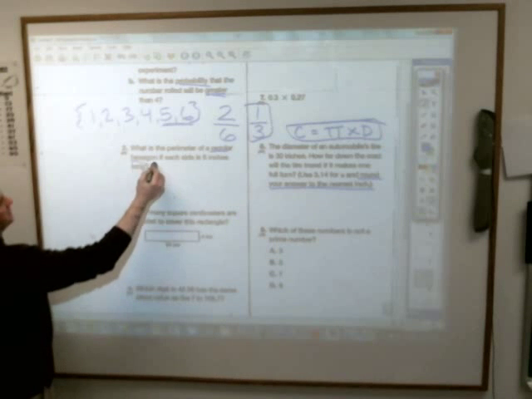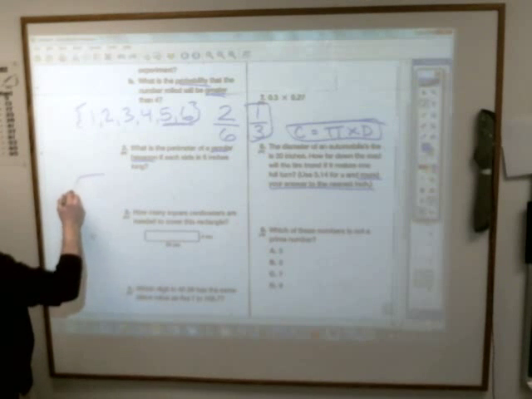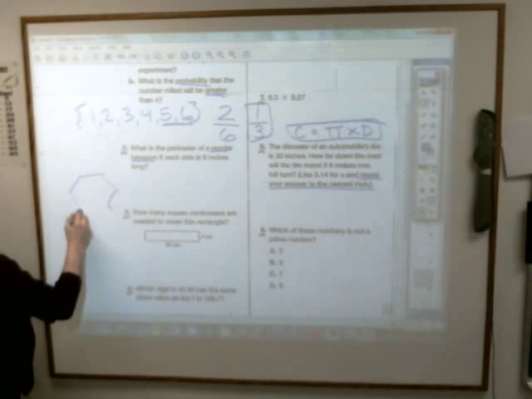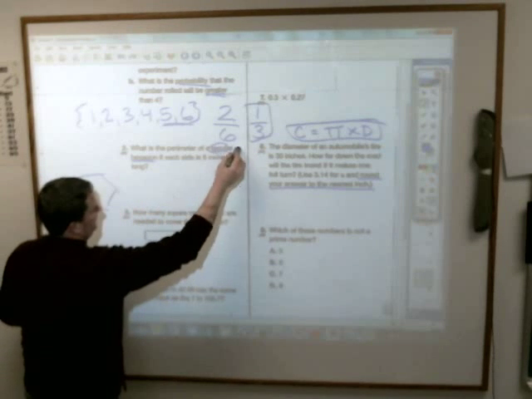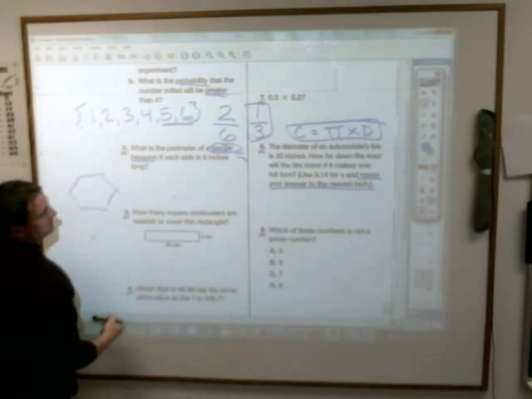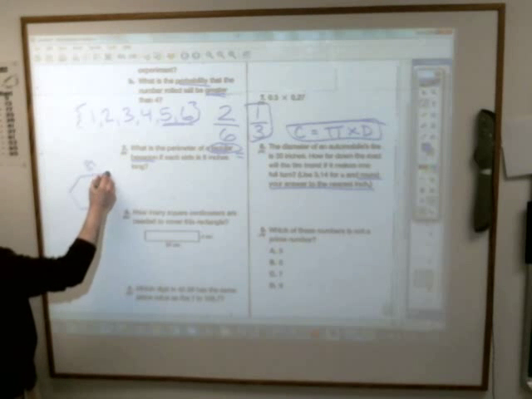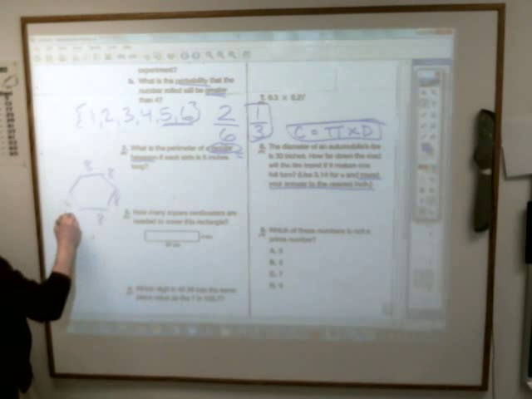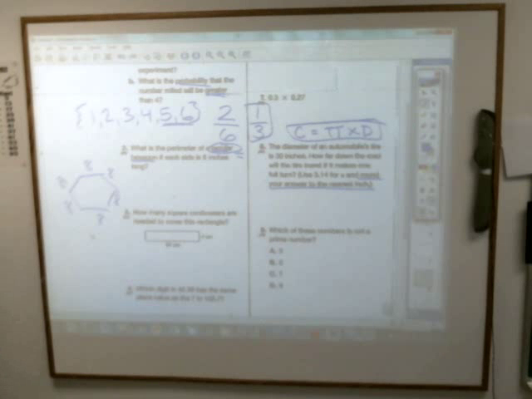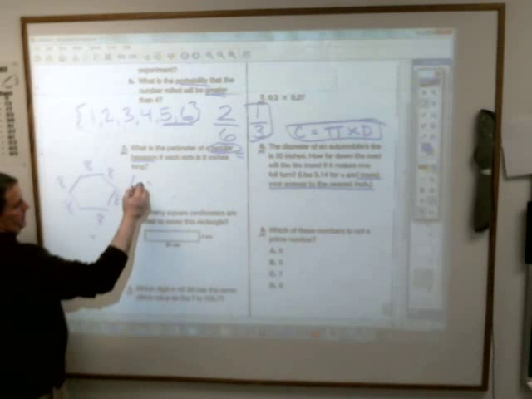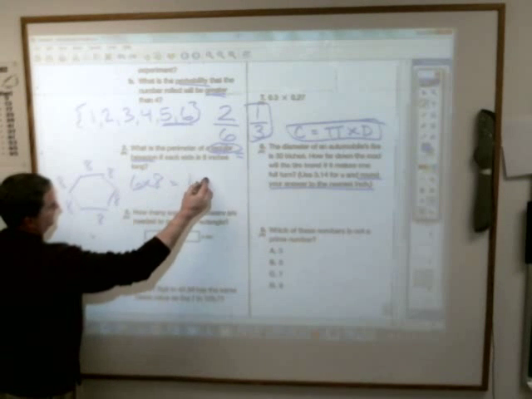First you gotta know 2 things. You need to know what a hexagon is, 6 sides, and you need to know what the word regular is, which means all sides are equal. So every side of this 6-sided shape is 8 inches. What's the perimeter? Either 6 times 8 or add it all together here.